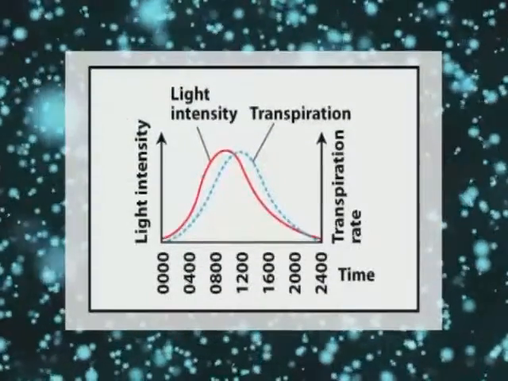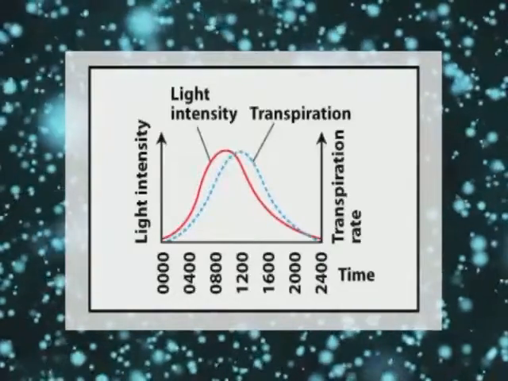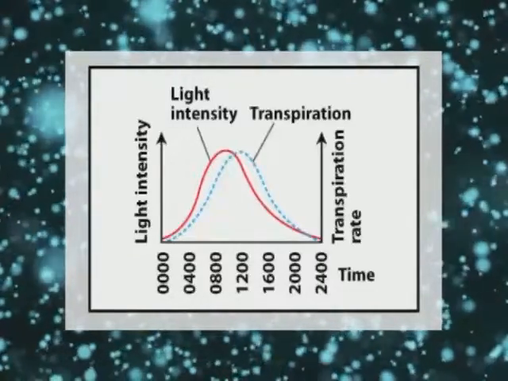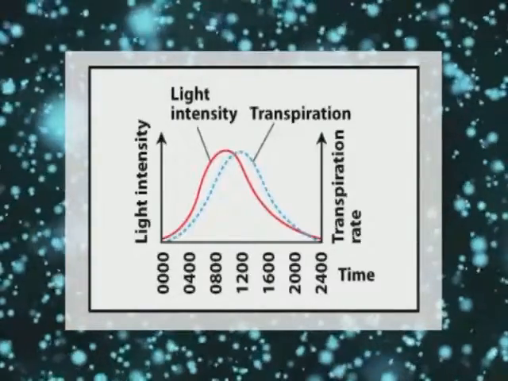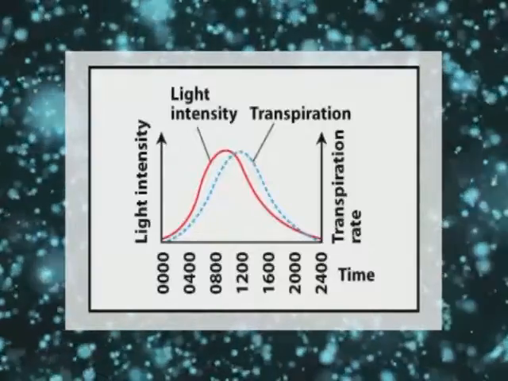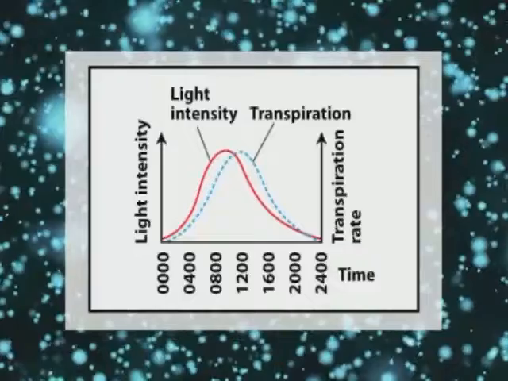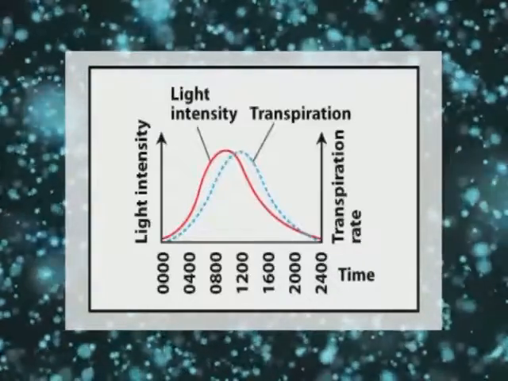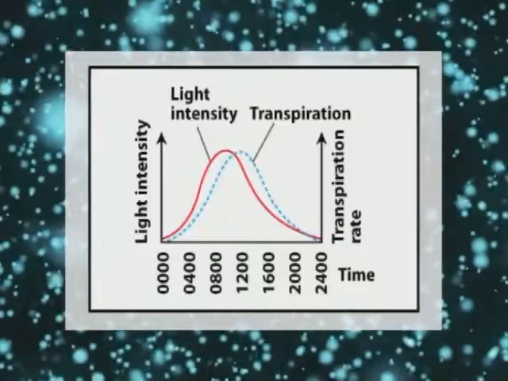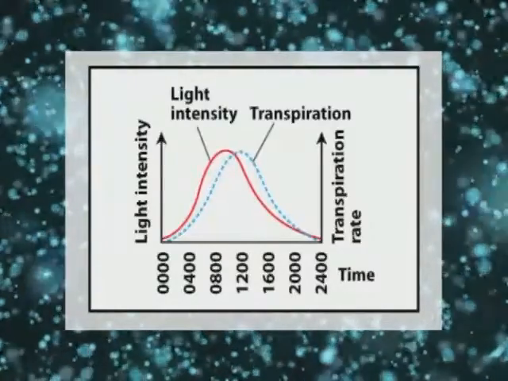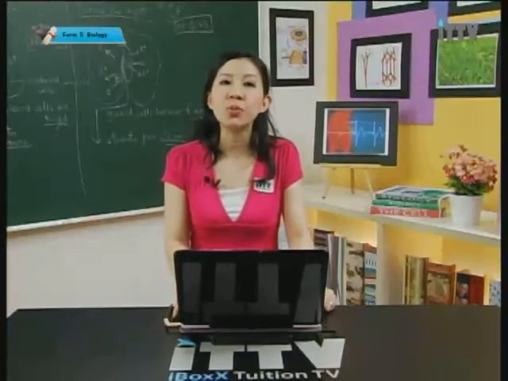So even if you look at the graph, when light intensity is the highest, which is roughly about 11:30 or something, the transpiration rate also will follow the bell-shaped curve of the light intensity. That when light intensity is maximum, transpiration would follow suit to be maximum as well. So this further confirms that the higher the light intensity, the higher the rate of transpiration because of the opening and closure of stomata.